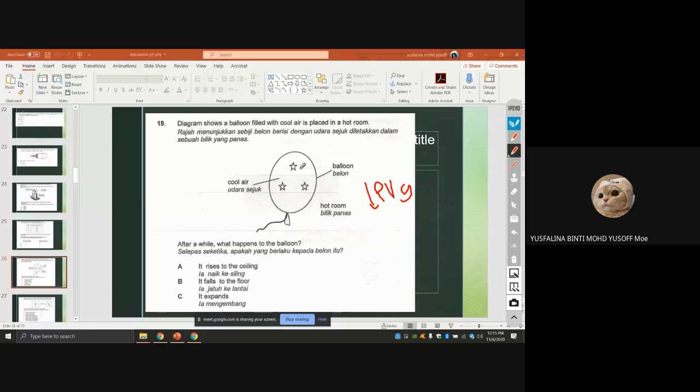And inside the balloon is cool air. So cool air means the density is higher compared to the surrounding. When the density is higher, the mass is bigger. So the weight is bigger than the buoyant force here, so it will fall to the floor. So the answer should be B. Alright, next one.